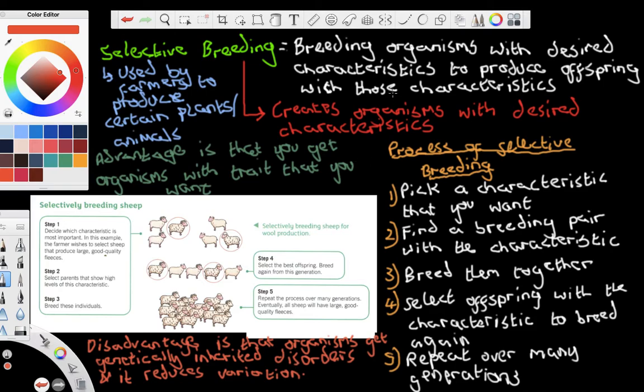So selective breeding is where we breed organisms with desired characteristics to produce offspring with those characteristics. It's used by farmers to produce certain plants and animals. To do that, you pick a characteristic you want, find a breeding pair with that characteristic, breed them together, select the offspring that have the characteristic, and repeat again. You do this over many generations, and eventually you're left with a group of organisms that all have the characteristic that you're interested in. The advantage of this is that you get organisms with the trait that you want. However, the disadvantage is that organisms get genetically inherited disorders, and it can reduce variation.